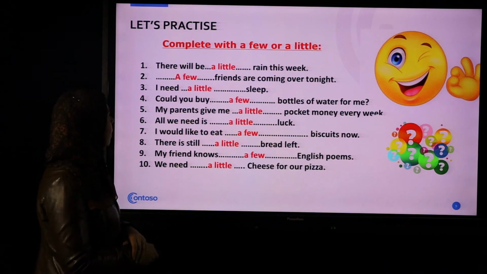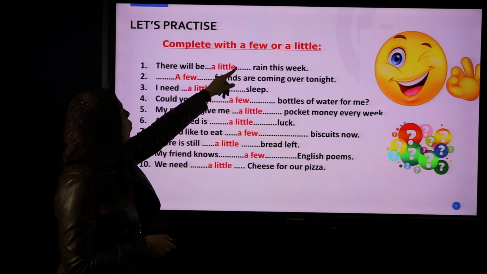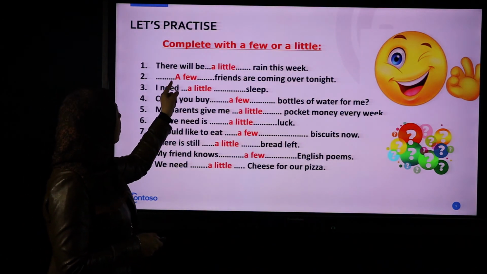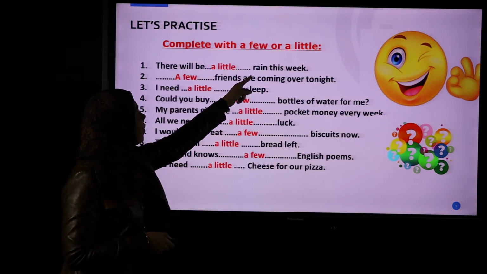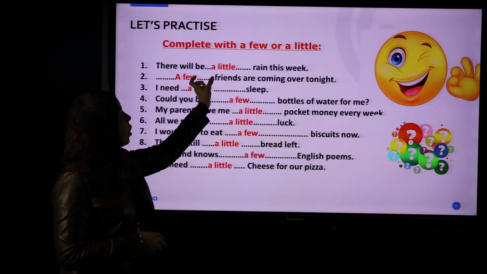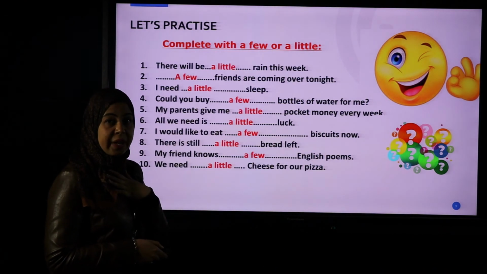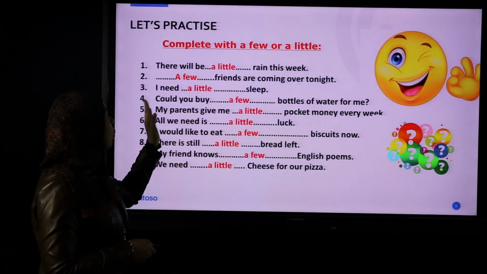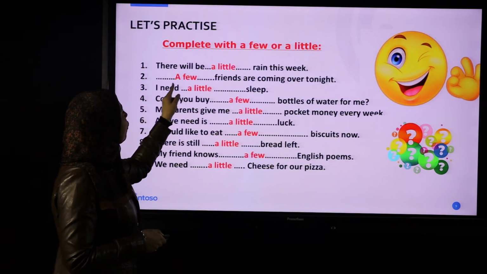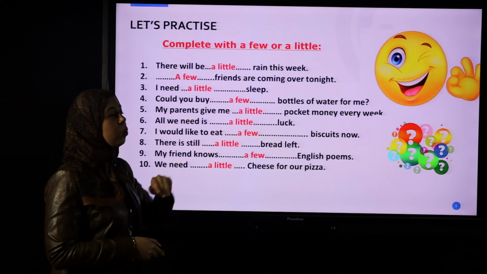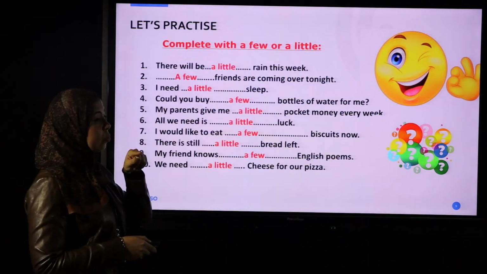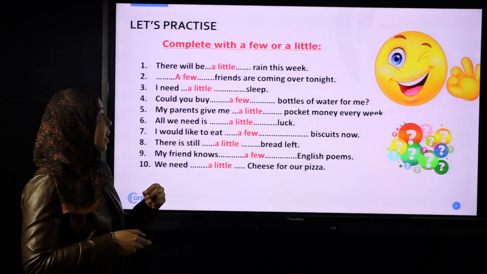Now let's practice. Complete with a few or a little. Number one, there will be a little rain this week. We used a little here because we are talking about rain. Can we count rain? No, we cannot count rain. So we used a little. Number two, a few friends are coming over tonight. I used a few with friends because I can count friends. They are not many, but I can count them.